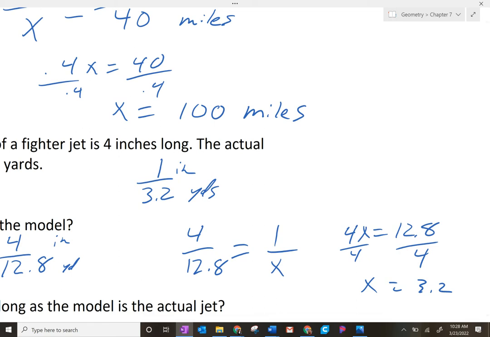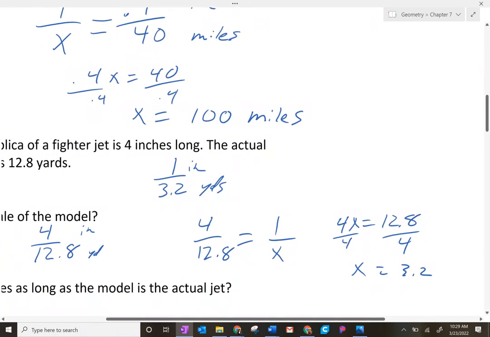The shortcut that I could have done: I knew I want my top number to be a 1. I can just divide this one by itself and then divide the bottom by the exact same number. So 4 divided by 4 is 1. 12.8 divided by 4 is going to give me this one. It's the same thing we did in cross multiplication. Just trying to show you one little shortcut. If you like doing the cross multiplication, stick with it. It will give you the exact same answer. But I just want to show you that little shortcut if you'd like to do it. Okay? Questions in that part?